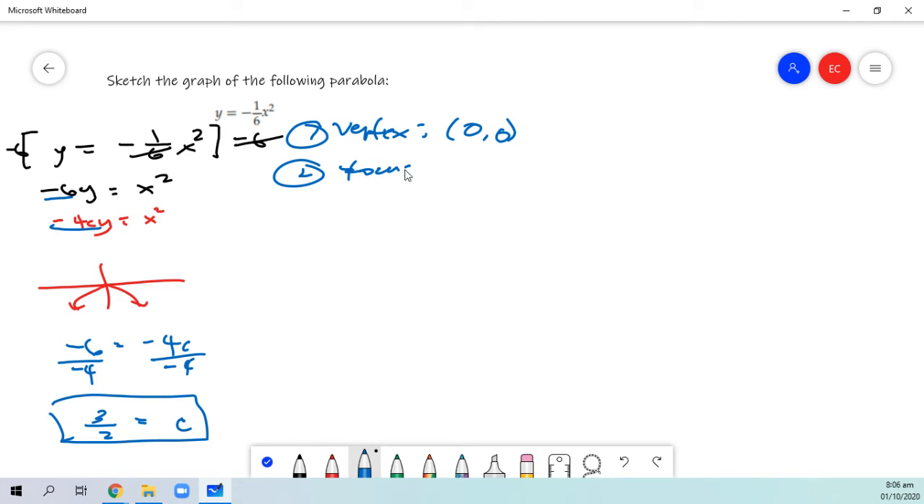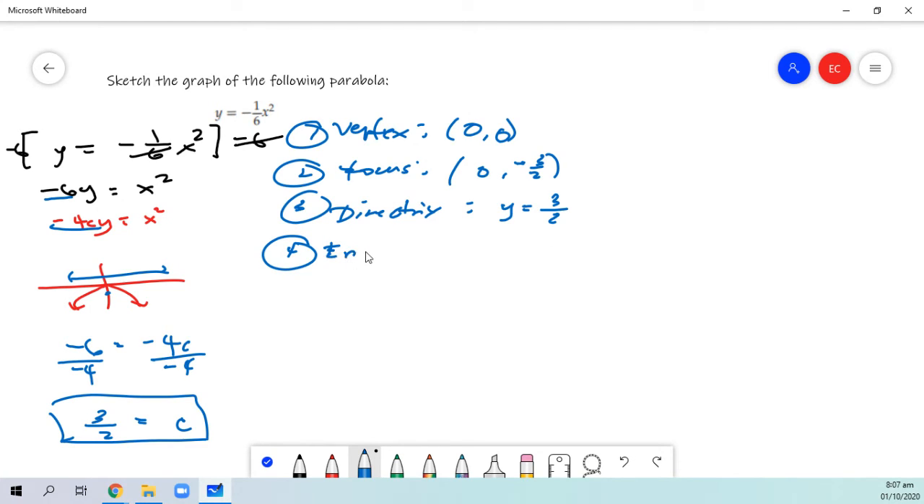Next, the coordinates of the focus. So it's a downward facing parabola. Therefore, we know that the focus is always within the parabola. So the coordinates here would be 0, negative c, or in this case, 0, negative 3 halves. The directrix, on the other hand, would be above the parabola. Therefore, this horizontal line would have the equation y is equal to 3 halves.